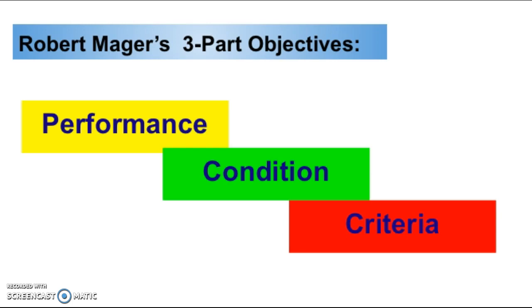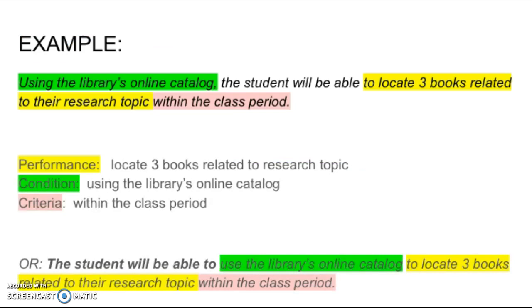So let's take a look at some objectives and see if we can figure out what's the performance, the condition, and the criteria. So here's a very common one. Using the library's online catalog, the student will be able to locate 3 books related to their research topic within the class period. So here our simple statement of objective can be divided into the 3 parts. The performance is locating 3 books related to the research topic. The condition is that they are using the library's catalog, and the criteria is within the class period. So there's a certain time limit for them to achieve that objective.